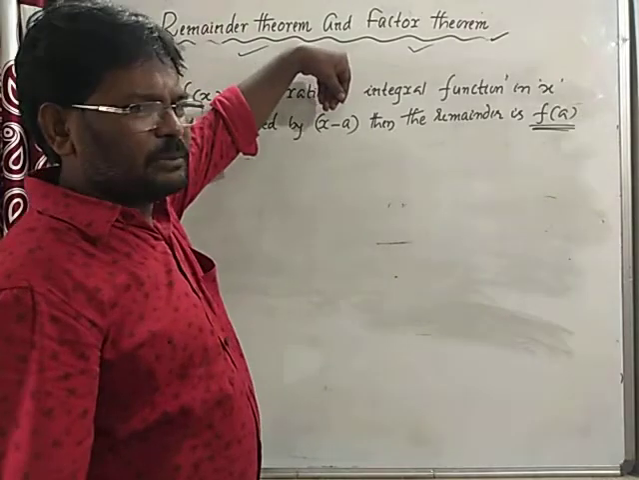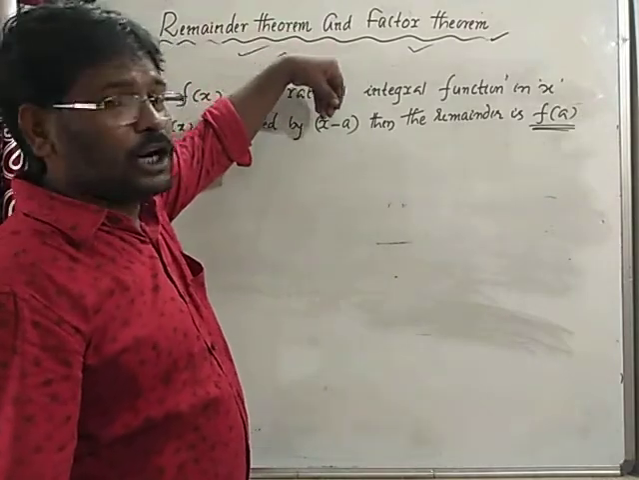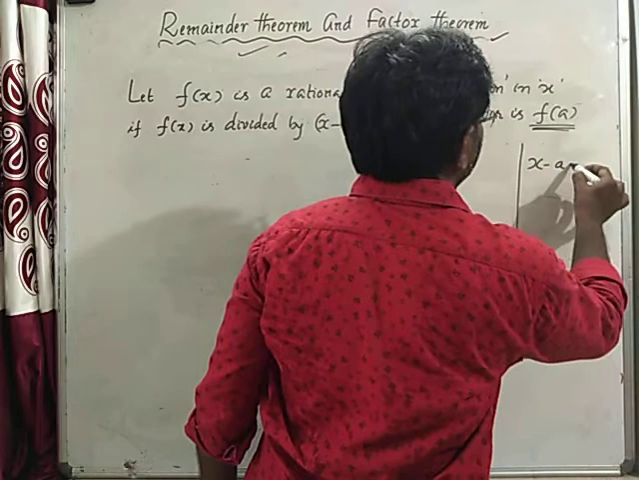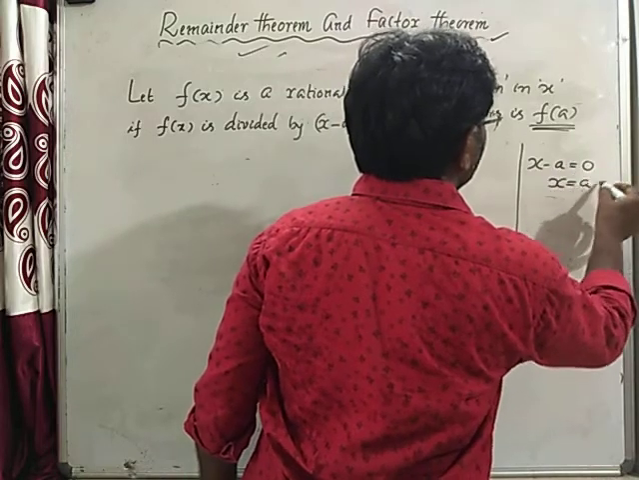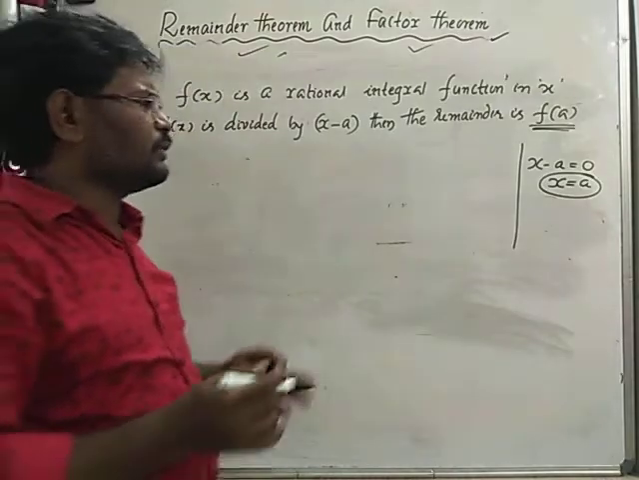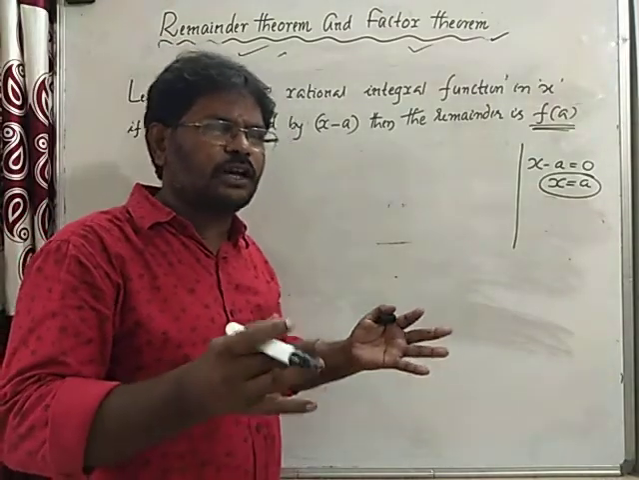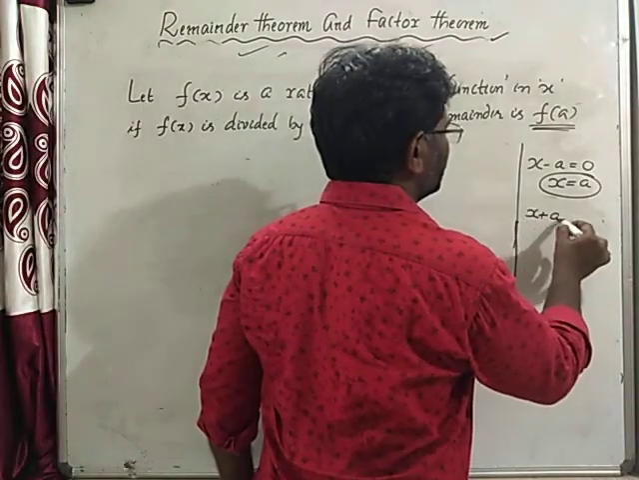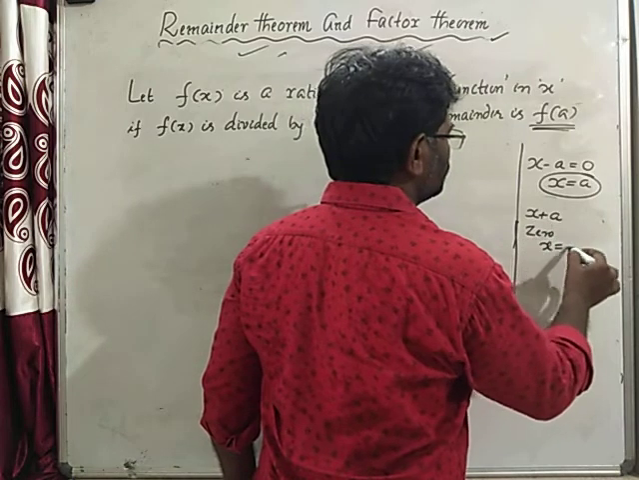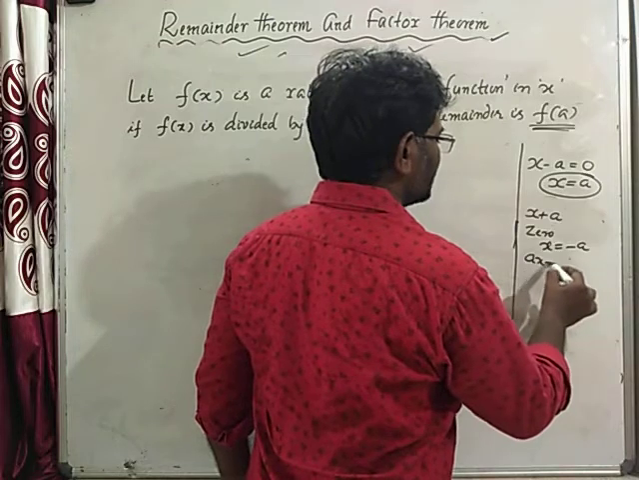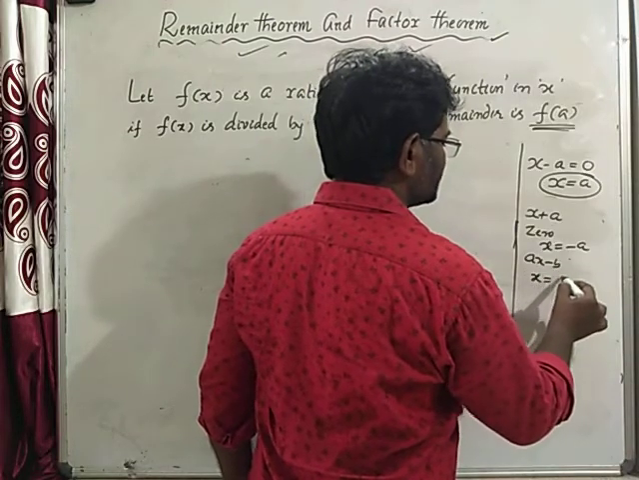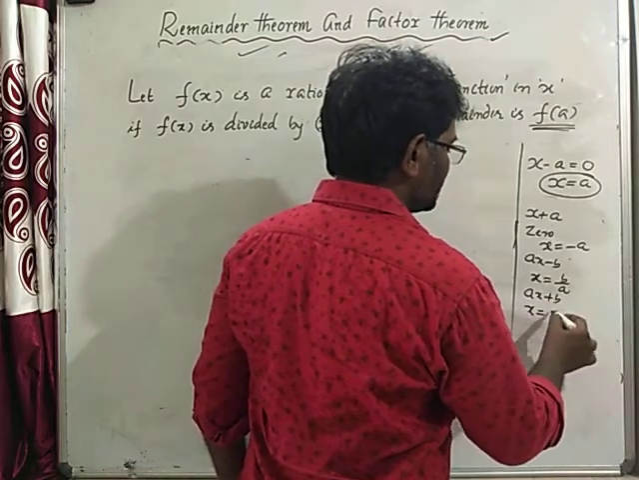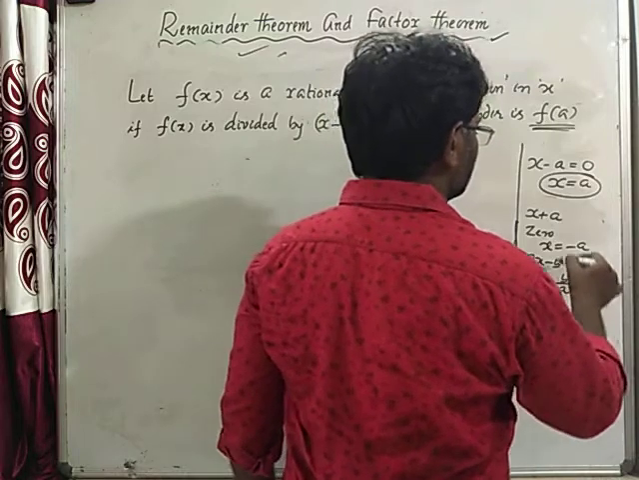What does x is equal to a mean? a is the zero value of x minus a. x minus a is equal to 0, x is equal to a. Already we learned zero value. For what values of x the entire polynomial is 0 is called the zero value of the polynomial. Now I am giving some zero values. Suppose I take x plus a. What is the zero value? x is equal to minus a. Transpose that. ax minus b: the zero value is x is equal to b by a. ax plus b: the zero value is minus b by a. These are the zero values of these polynomials.